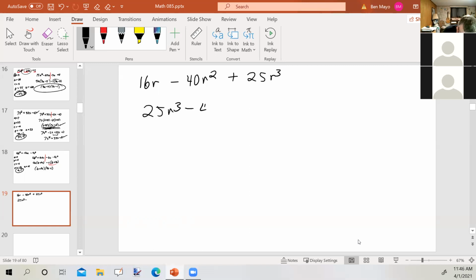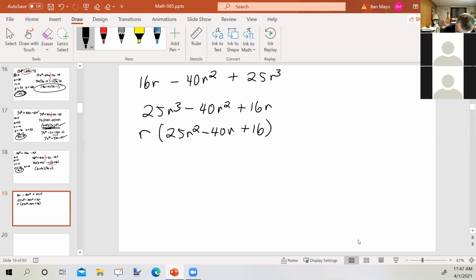25r cubed minus 40r squared plus 16r. So now it's in descending powers of r. There's a greatest common factor. We can take out an r. So we've got r times 25r squared minus 40r plus 16. Okay, so we've put it in standard form. We've taken out the greatest common factor. The trinomial that's left inside the parentheses, we're going to deal with that.